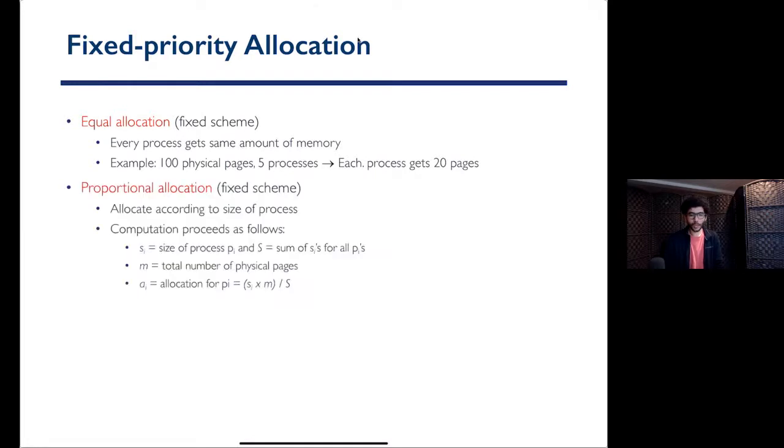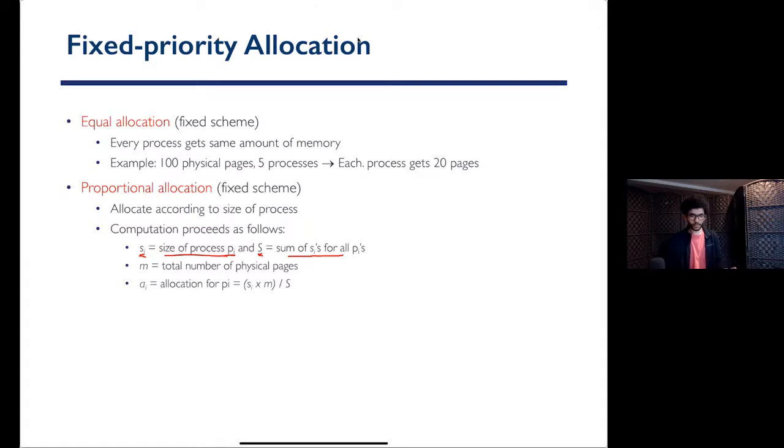The second option is to do a proportional allocation based on the size of each process. So you could potentially look at the number of virtual pages, the size of each process, basically how many pages they use, and then allocate your memory based on that metric. So let's say S_i is the size of process i, meaning how much memory this process needs. And let's define capital S to be the summation of all these sizes.